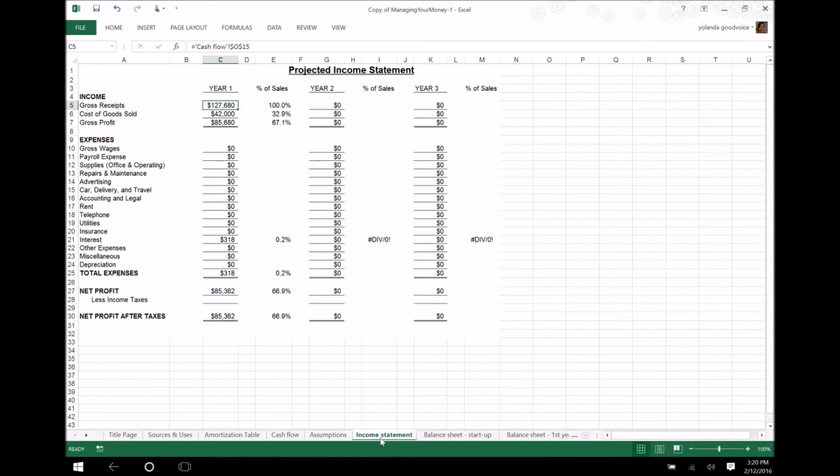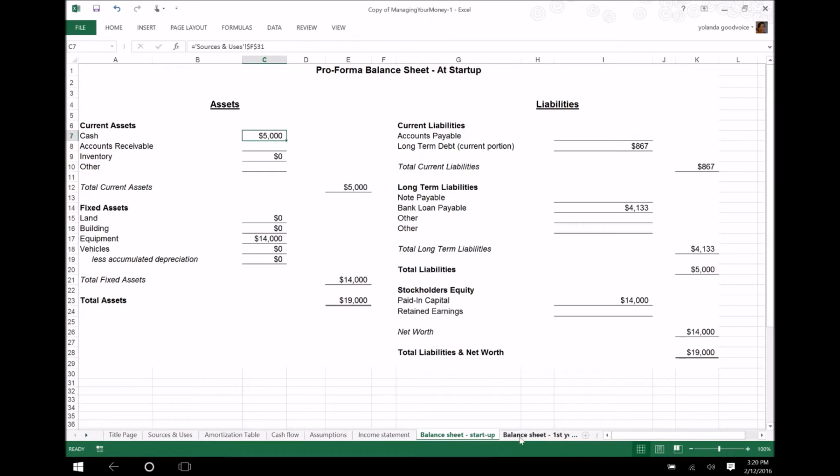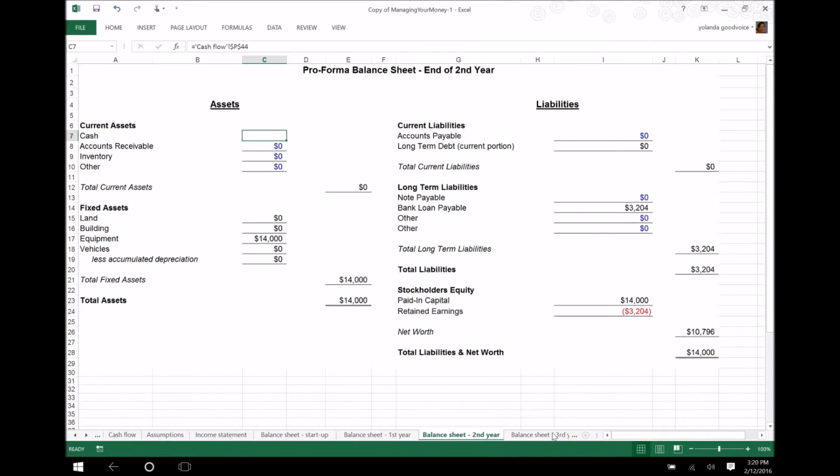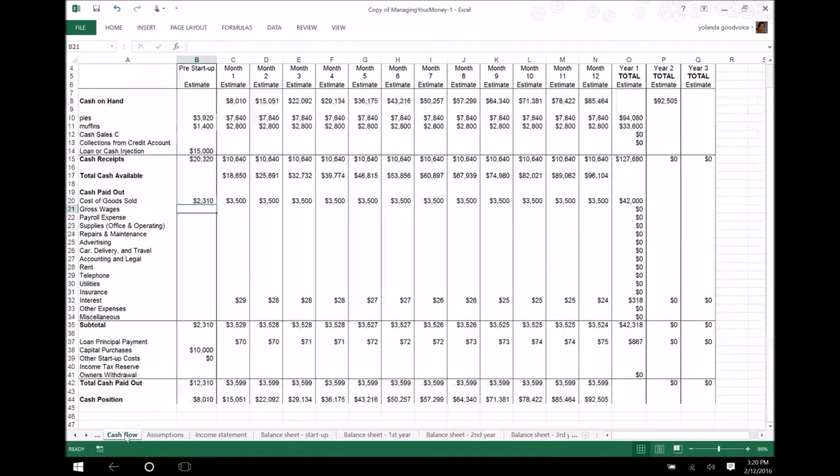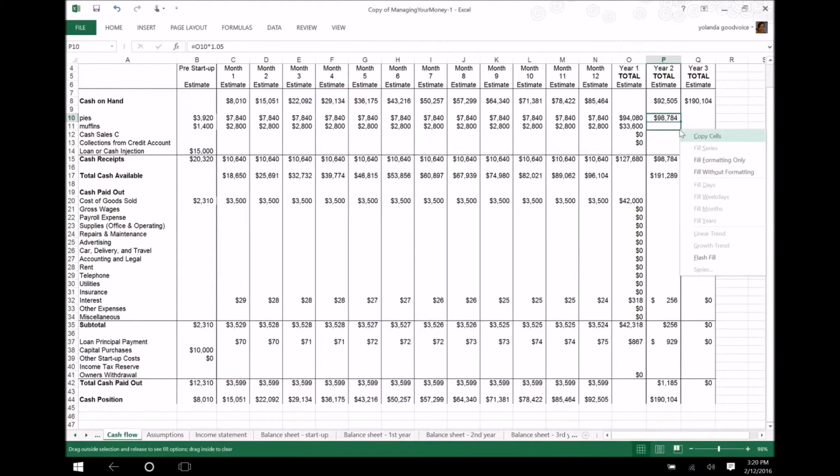So now you go over here and you look at the income statement, and now there's some information here. This just comes from the amortization table, this interest. Then the balance sheet is as well, not for year 2 and 3 because I haven't put anything in here. And my goal is to increase my sales by, let's say, 5%. So 105% of what I've been selling it at. There we go. So it'll fill into year 2 now.